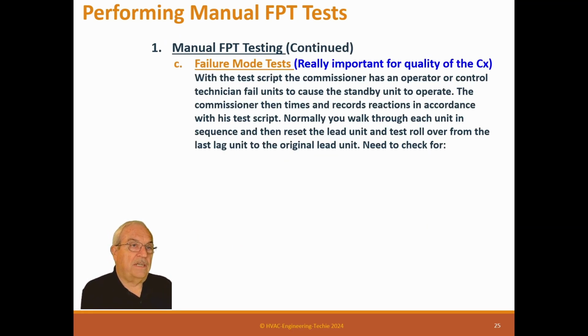Manual test, again, this is failure point testing, really important for the quality of the commissioning. With the test scripts, the commissioner has an operator or control technician fail units to cause a standby unit to operate. The commissioner then times and records the reactions in accordance with the test script. Normally you walk through each unit in sequence and then reset the lead unit and test rollover from the last unit to the original lead unit.